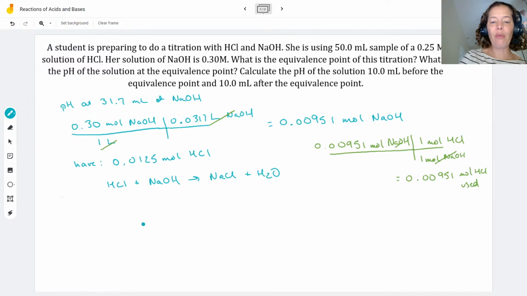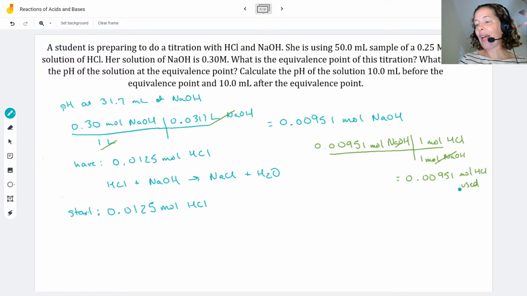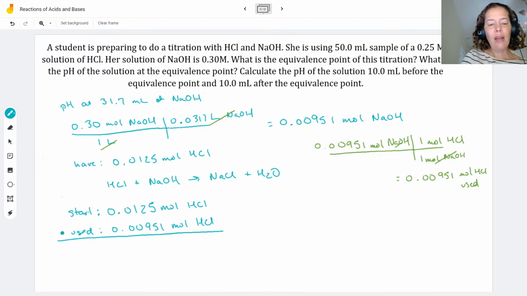Okay, so let me go through that. This is what I have started with. I'm just going to rewrite it. Remember, this is my original sample of hydrochloric acid. I just calculated how many moles I used. That is 0.00951. Again, that is moles of hydrochloric acid used. I'm going to subtract these, right? Because what I start minus what I've used gives me how much I have right now. So we'll call this how many moles remain.